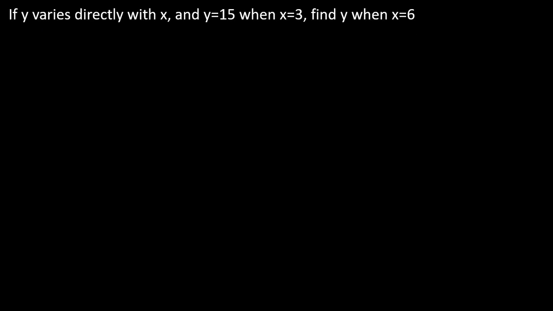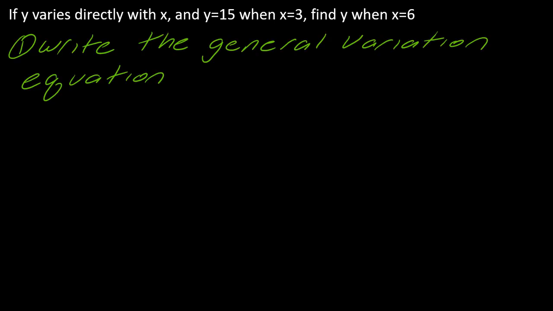Okay, so if y varies directly with x and y equals 15 when x equals 3, find y when x equals 6. So this is your classic variation type problem. Let's outline the steps. Step 1. Write the general variation equation. Y varies directly with x. So what is the format of the equation? In this case, that would be y equals kx.